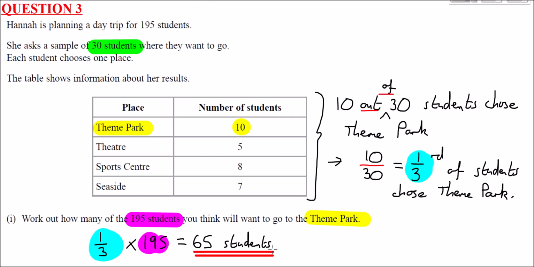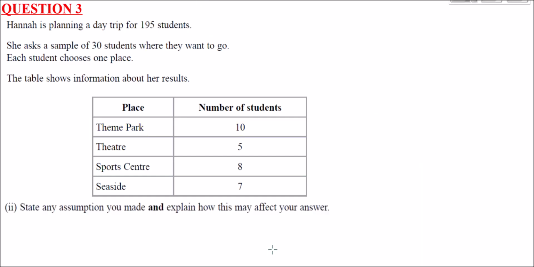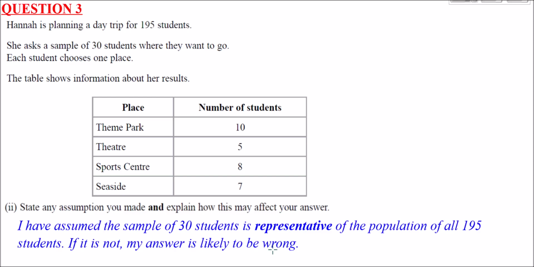Now for part 2. Part 2 says, state any assumption you made and explain how this may affect your answer. So there's a couple of things we could put to answer this question correctly. I'm going to suggest you put something like this. I've assumed here that the sample of 30 students is representative of the population of all 195 students.